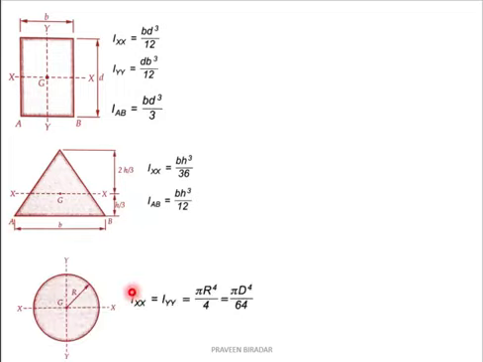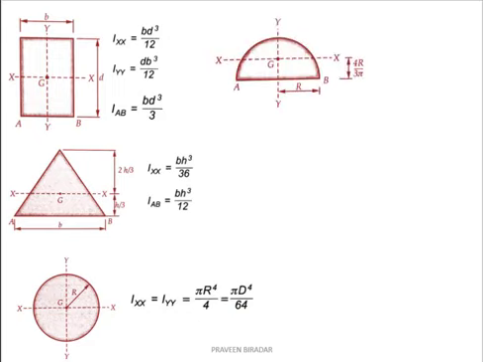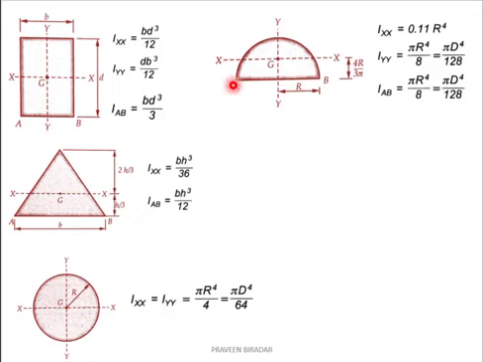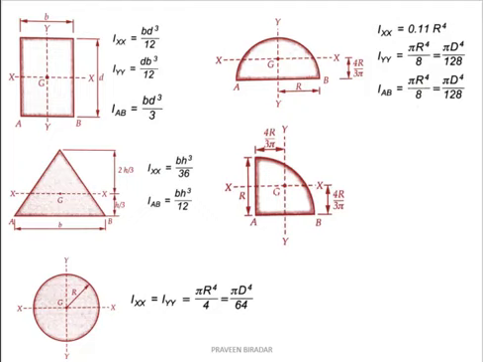Circle: Ixx and Iyy are equal to pi r4 by 4 or pi d4 by 64. Semicircle: from the base, the centroid is measured as 4r by 3 pi. Therefore, Ixx is 0.11 r to the power 4, Iyy is pi r4 by 8, and with respect to base AB, it is pi r4 by 8.